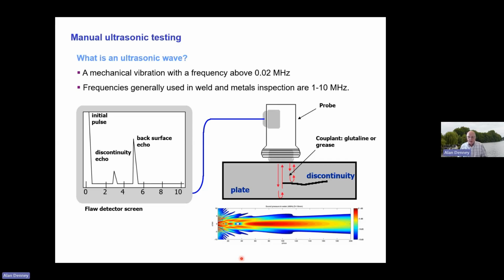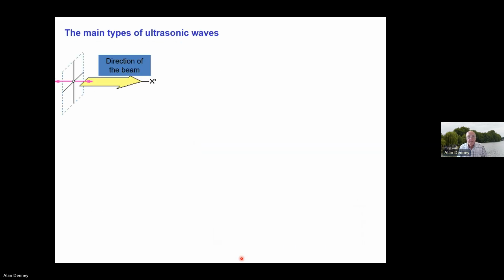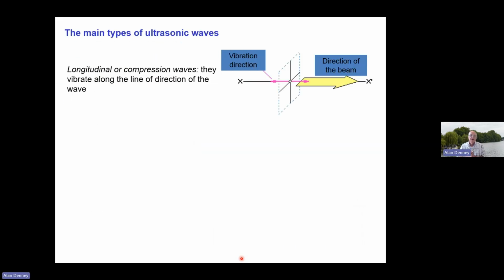In reality, that probe is emitting a beam which looks something like that, and you can see the intensity and the frequency actually, and the intensity of the beam and the beam path. So the beam itself is quite a complex shape. But think of it as a torch wave. And you've got two types of ultrasonic waves that I'm talking about.